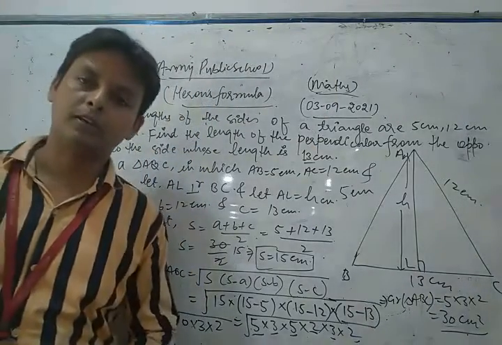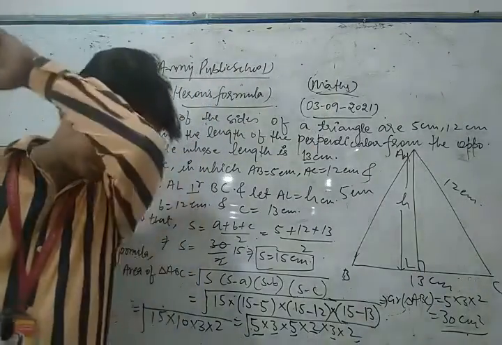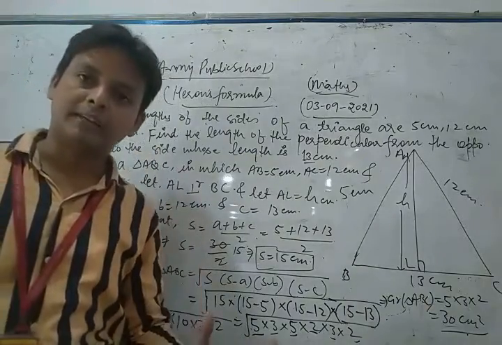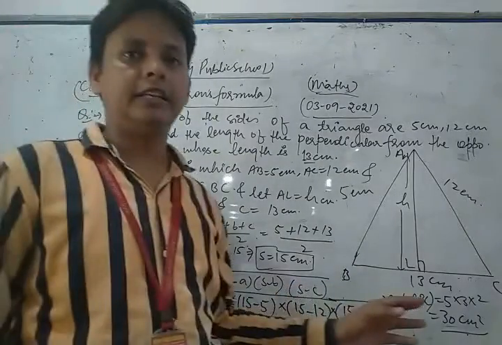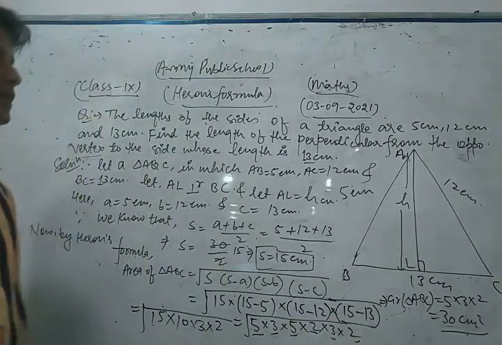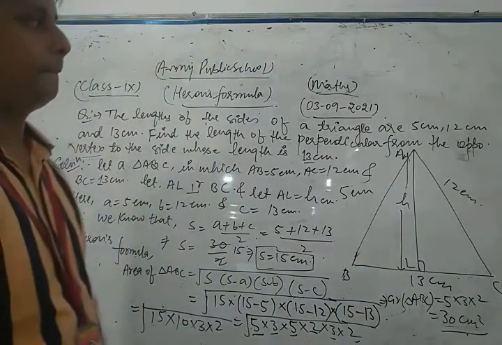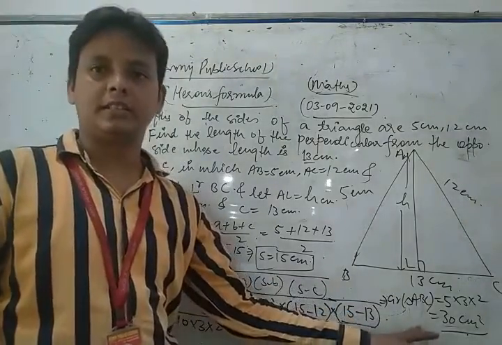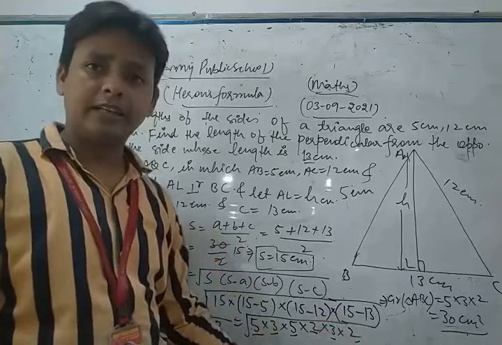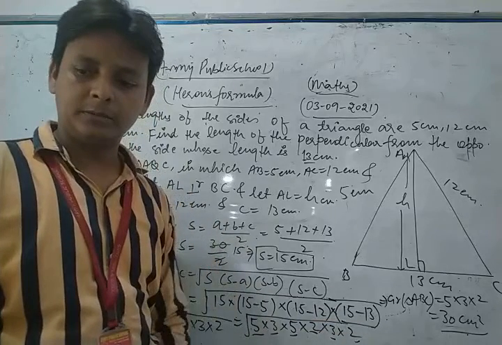So in this way, first we find the area of triangle ABC, which is 30 centimeter square. Now after finding the area, now let's see.